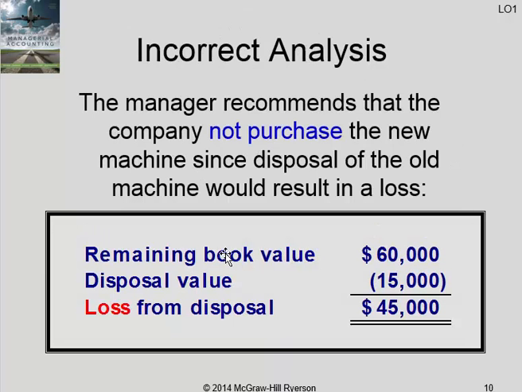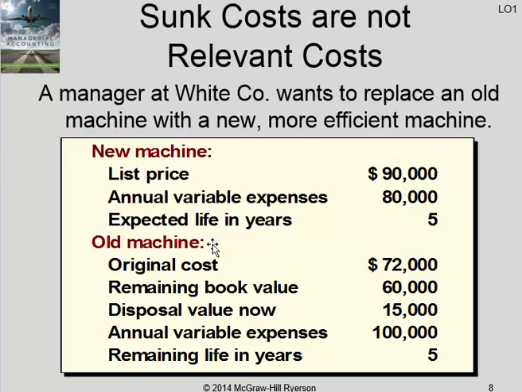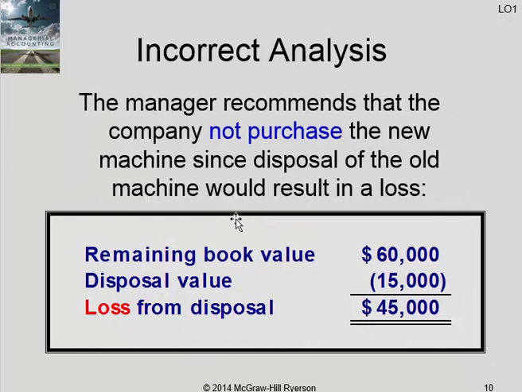Well, this is the wrong way to go about doing it. We could look at things and go, okay, well, remaining book value is $60,000, and if we sell it, we're only going to get $15,000 for it. So we will record on our books a loss on disposal of $45,000. And who wants to show a loss on their income statement, right? But this is not the right way to examine this kind of analysis.